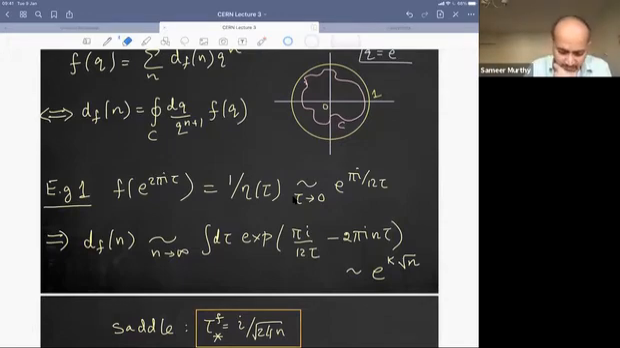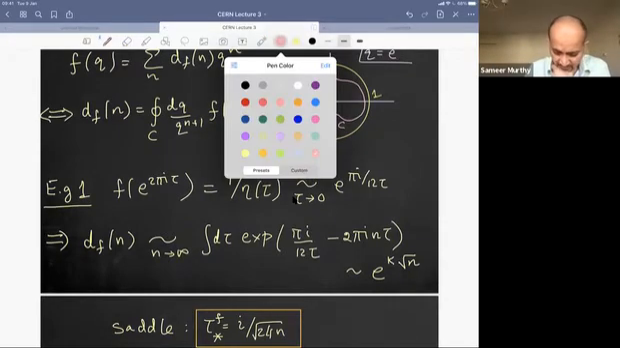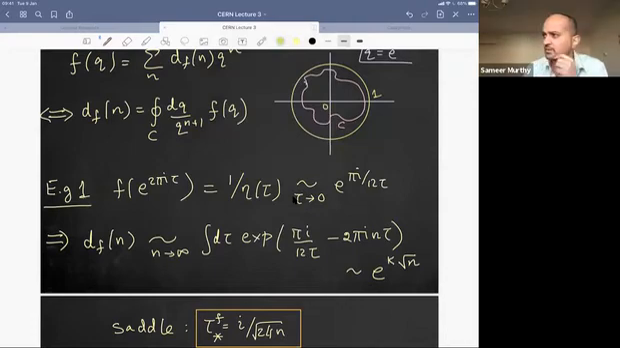Now, one thing that's important in this discussion, which is implicit, is the fact that over here for this function f, it's the dominant singularity.